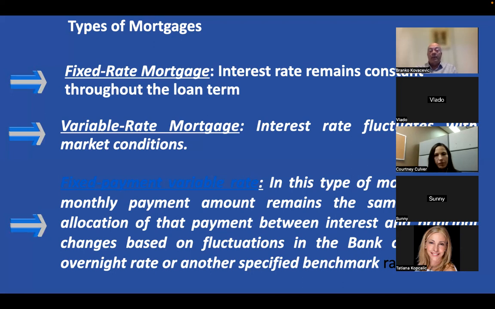The third one, very few people know about it. It's called fixed payment variable rate. That means the payment throughout the term stays the same, but the interest rate will follow the market conditions. Just to give you an example, if the rate is high, the mortgage payment will be the same, but a higher portion of the monthly payment will go towards the interest and a lower portion towards the principal, and vice versa. If the rate is lower, the client will pay more of the principal and less for the interest.